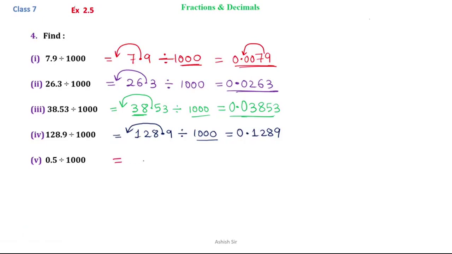Now the next one, 0.5 divided by 1000. So we can see that there are three zeros, 1000, three zeros. So the point will have to go three digits to the left. Only one zero is there. So we will put two more zeros. So the decimal point will come here and the answer will be 0.005.